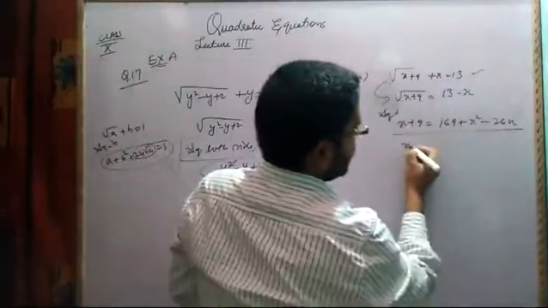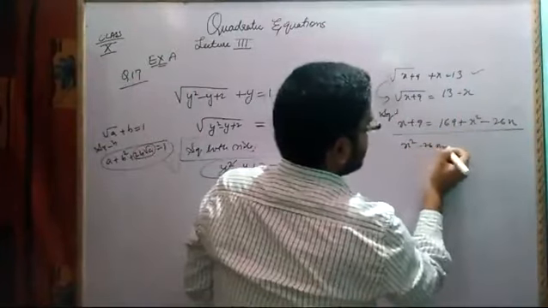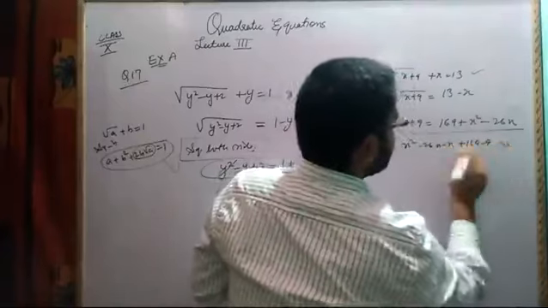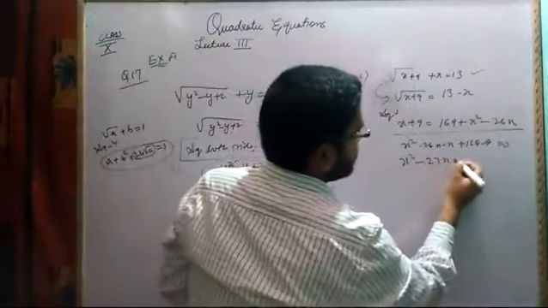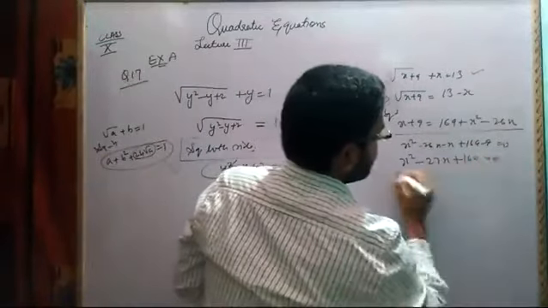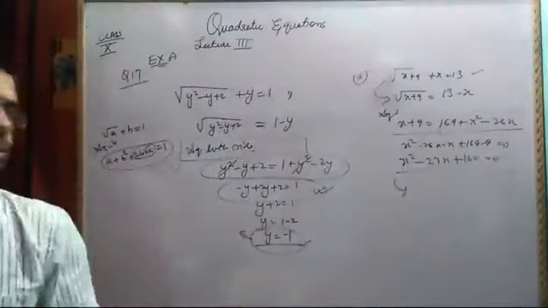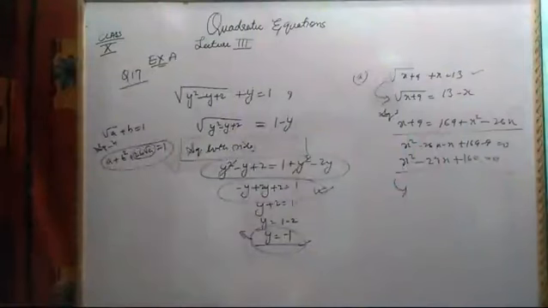Now we will simplify this x square. So we will be having minus 26x minus x plus 169 minus 9 is equal to 0. Now x square minus 27x plus 160 is equal to 0. This quadratic equation you solve, definitely you will get two values of x. Here it becomes a linear equation, so we are getting one solution. I hope it is clear.